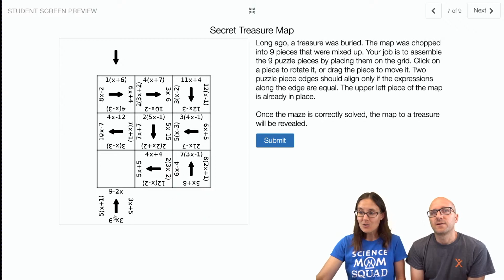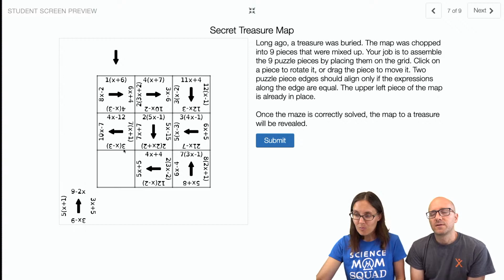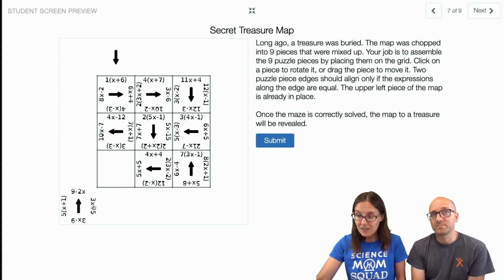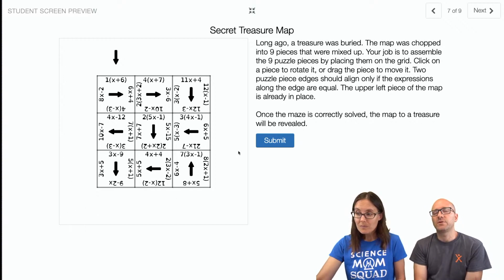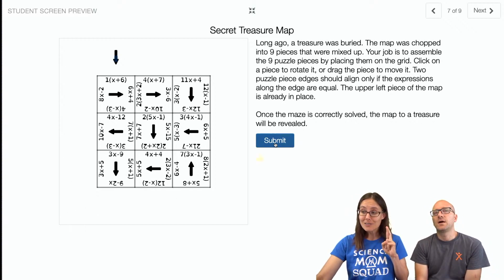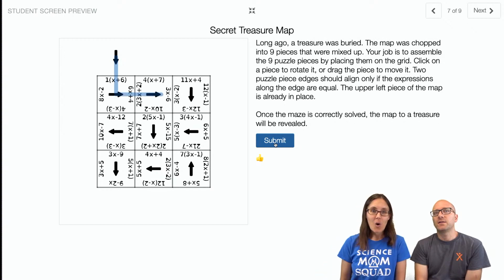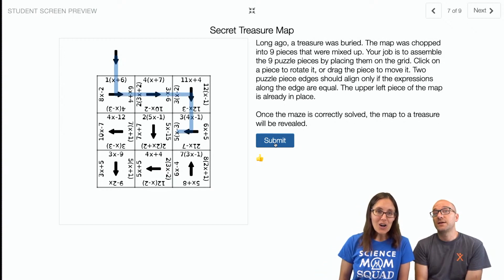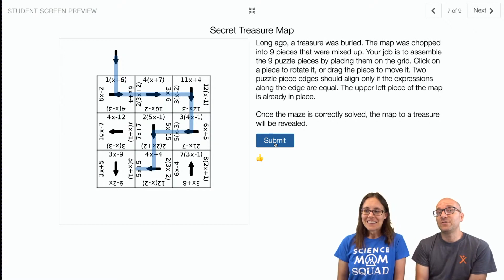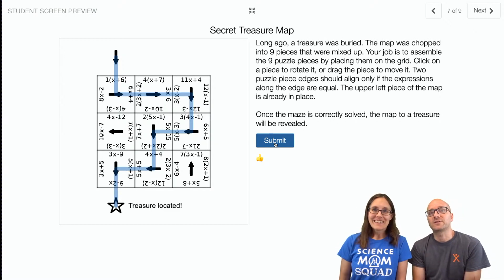And now I can't just drag this in any which way I want. I have to make sure it lines up. 3 times x minus 3 is the same as 3x minus 9. So do I have a 3x minus 9? I do. Okay, drag it into place. Submit your answer. Cross my fingers. And look at those arrows. It worked! They do indeed reveal a path to the treasure.